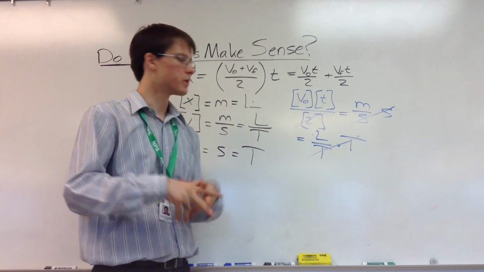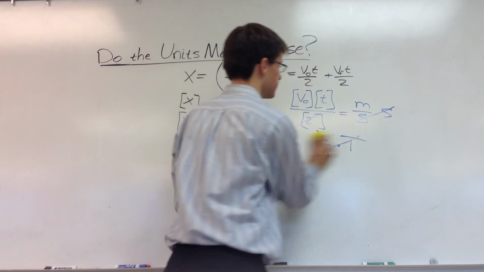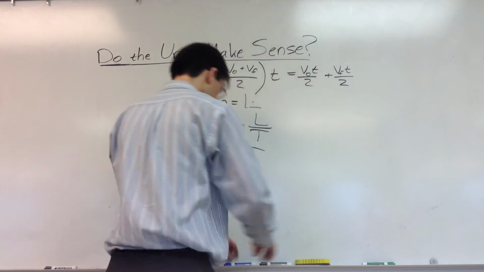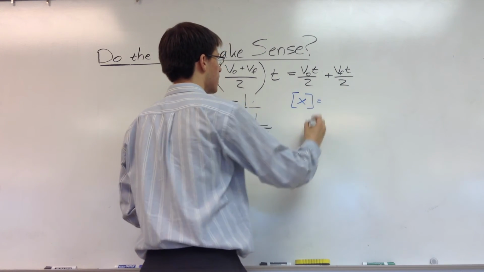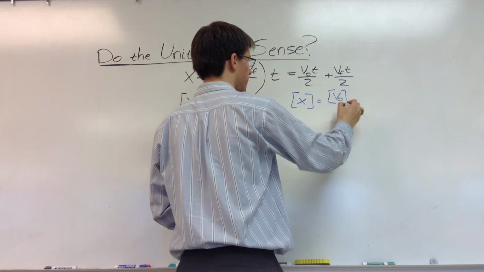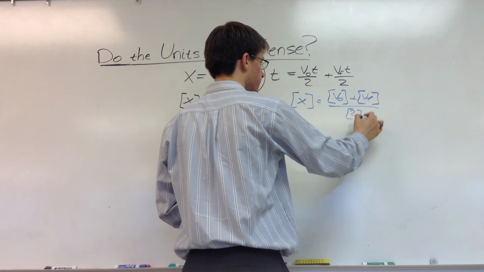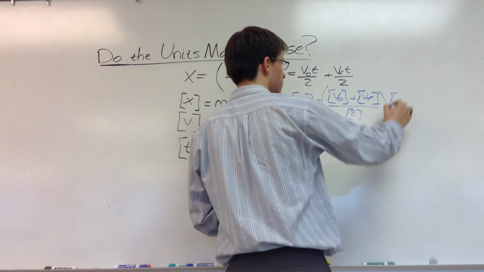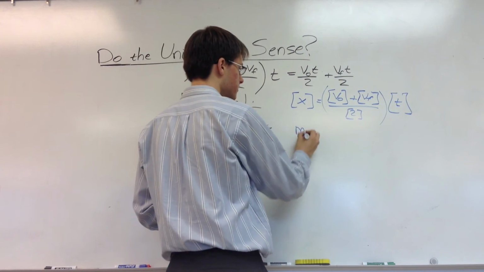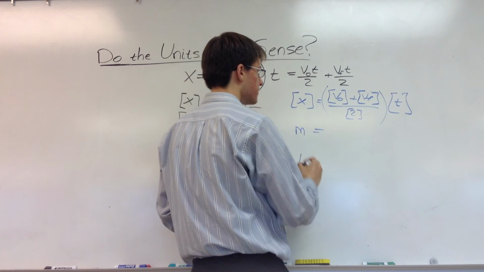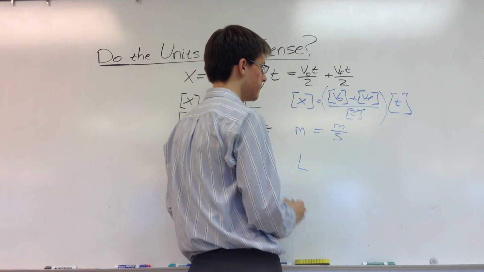You can also set up the equation and say, instead, the units of x are equal to the units of v naught plus the units of vf divided by the units of 2, all times the units of t. And then you can make substitutions. The units of x are meters, or length. And this is equal to, well, the units of velocity are meters per second. 2 has no units, so that goes away.